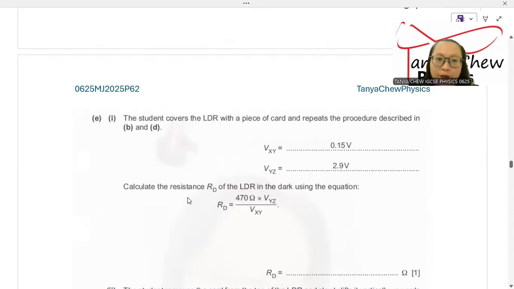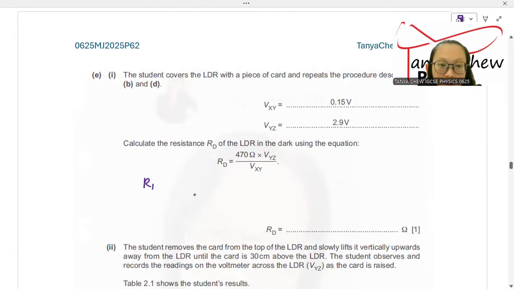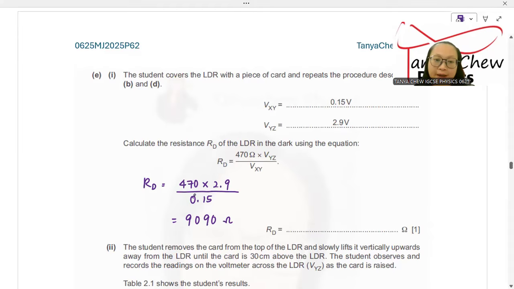And the next one, E part 1, the student covers the LDR with a piece of card and repeats the procedure described in B and D. So you got VXY and VYZ. Calculate the resistance RD in the dark using the equation 470 times VYZ, that is 2.9, divided by VXY, that is 0.15. And I got, wow, that is a very high value, 9090 ohm. Or you want to put it as 2 significant figures, 9100, not a problem. So I put 9090 ohm.